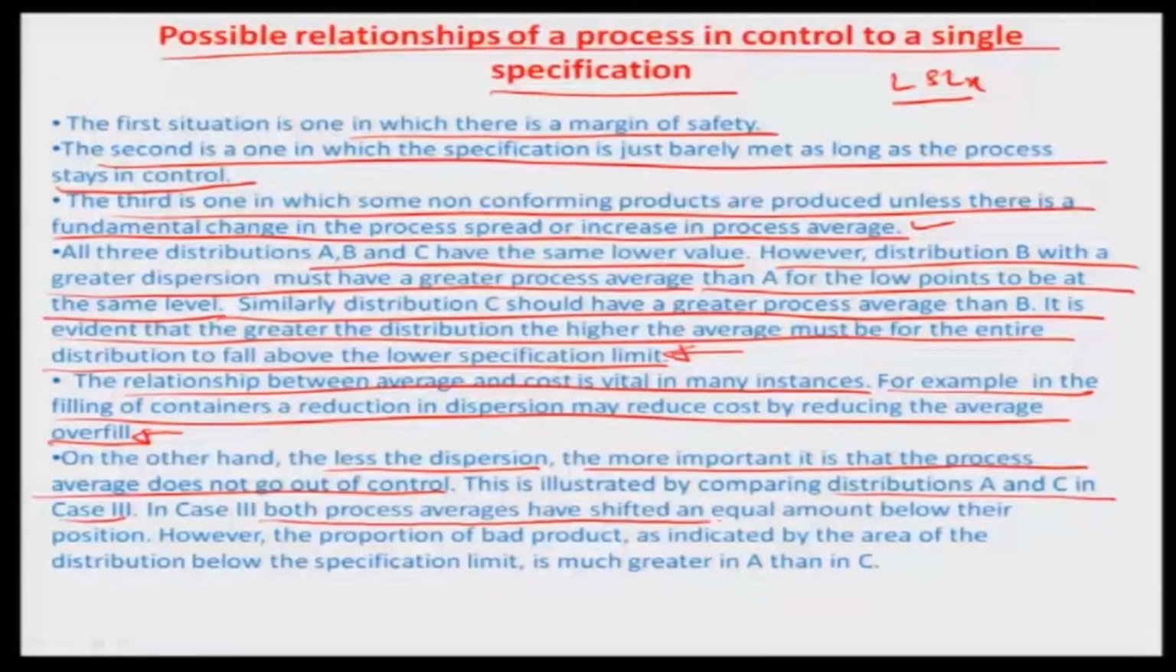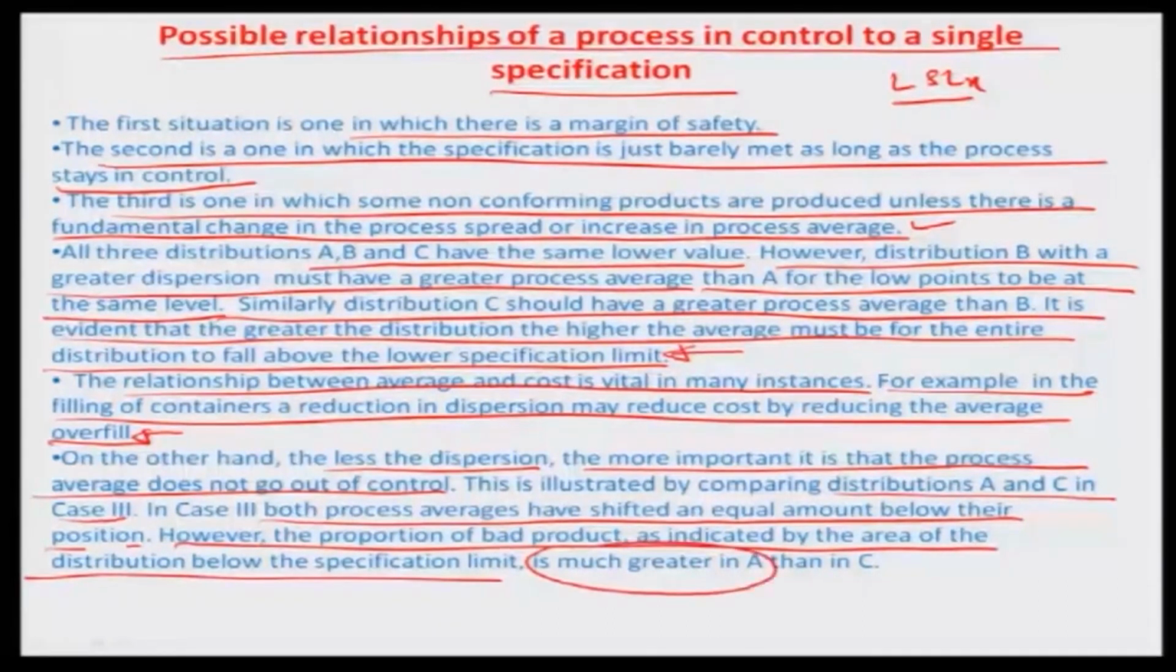Both process averages have shifted an equal amount below their position, however the proportion of bad products, indicated by the area of the distribution below the specification limit, is greater in A than in C. So as I told you, it is advantageous in that particular case to have a greater spread of the process at a higher average or mean rather than a lower average mean and a lesser spread of the process. So that is how we indicate the various relationships in this kind of a single specification meeting situation.